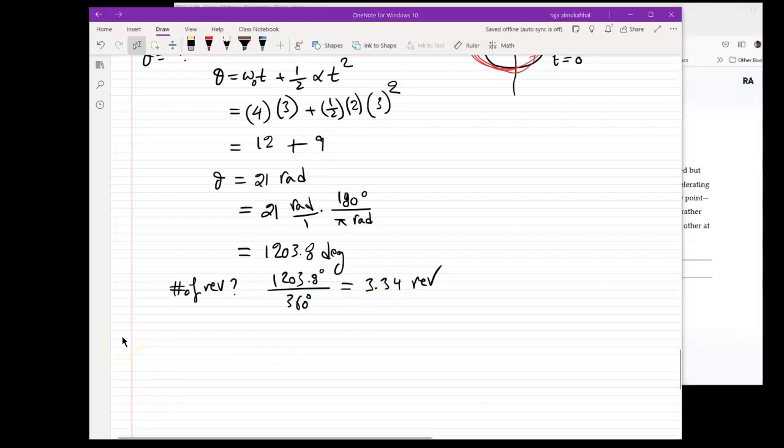The next topic that I want to talk about is centripetal acceleration.